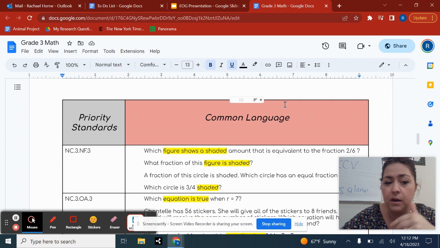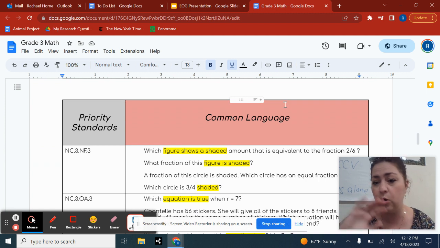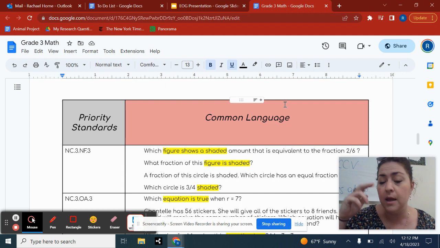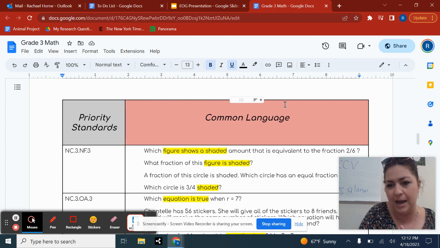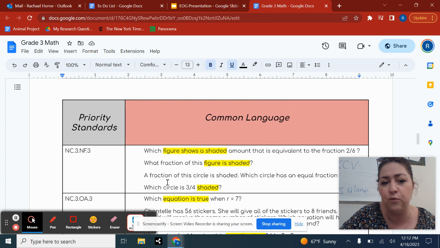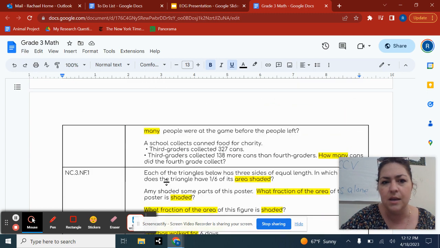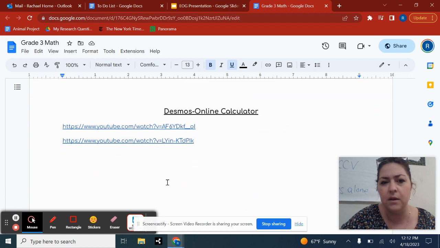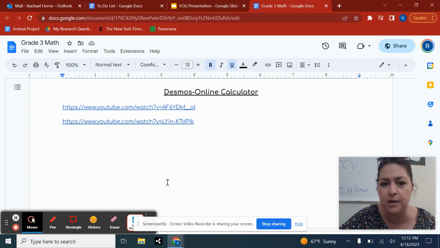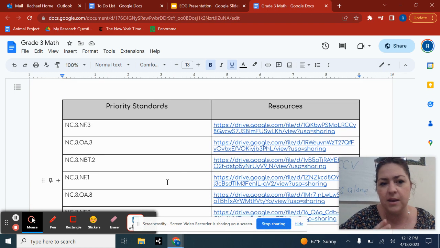At the bottom here, I took those priority standards, all the ones that were blue, green, or yellow, and wrote down every question connected with that standard. So these were the 4 questions connected with NF3. And I highlighted any repeated language that I saw. Then at the bottom here, you will see a direct link to Desmos, the online calculator used in the EOG, and how to work that. And here, I also took those priority standards and hyperlinked a resource that directly connected to that priority standard.